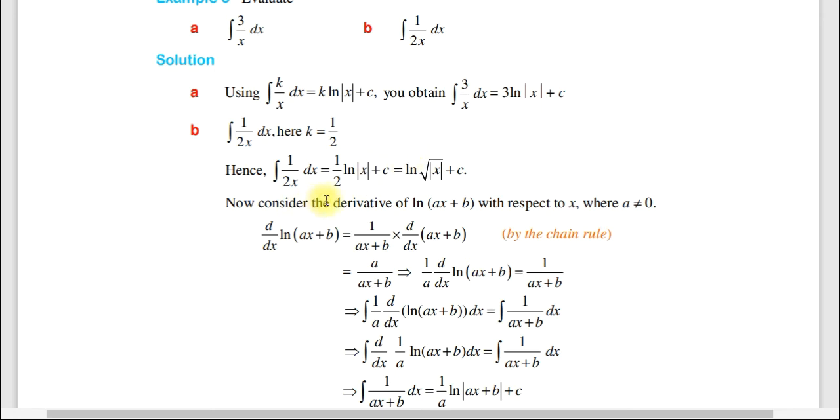Now consider the derivatives of ln|ax + b| with respect to x, where a is different from 0. Now it is given in this form. For example, d/dx of ln(ax + b) equals 1/(ax + b) times the derivative of this function, that is d/dx of (ax + b), using the chain rule. So we get a/(ax + b), which implies that (1/a) d/dx of ln(ax + b) is equal to 1/(ax + b).